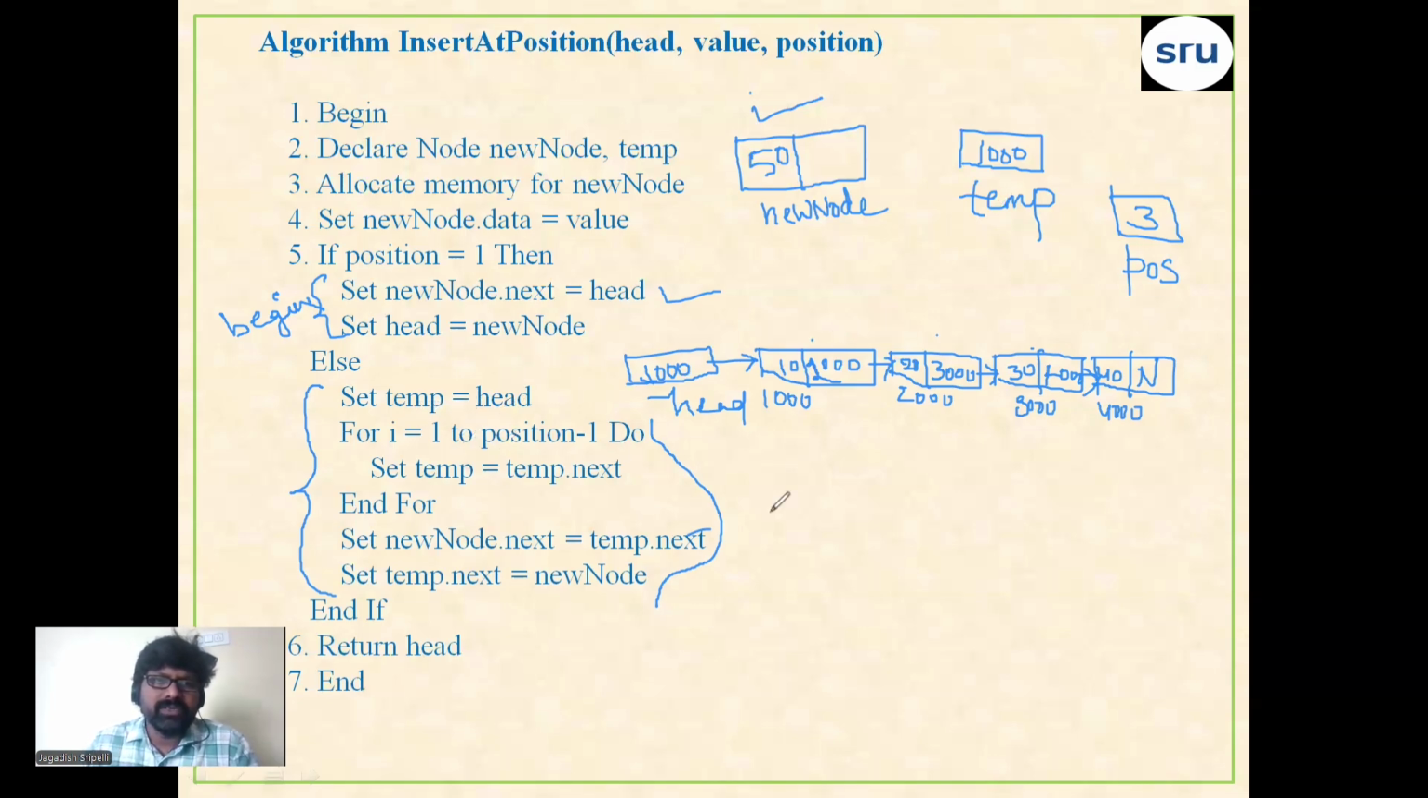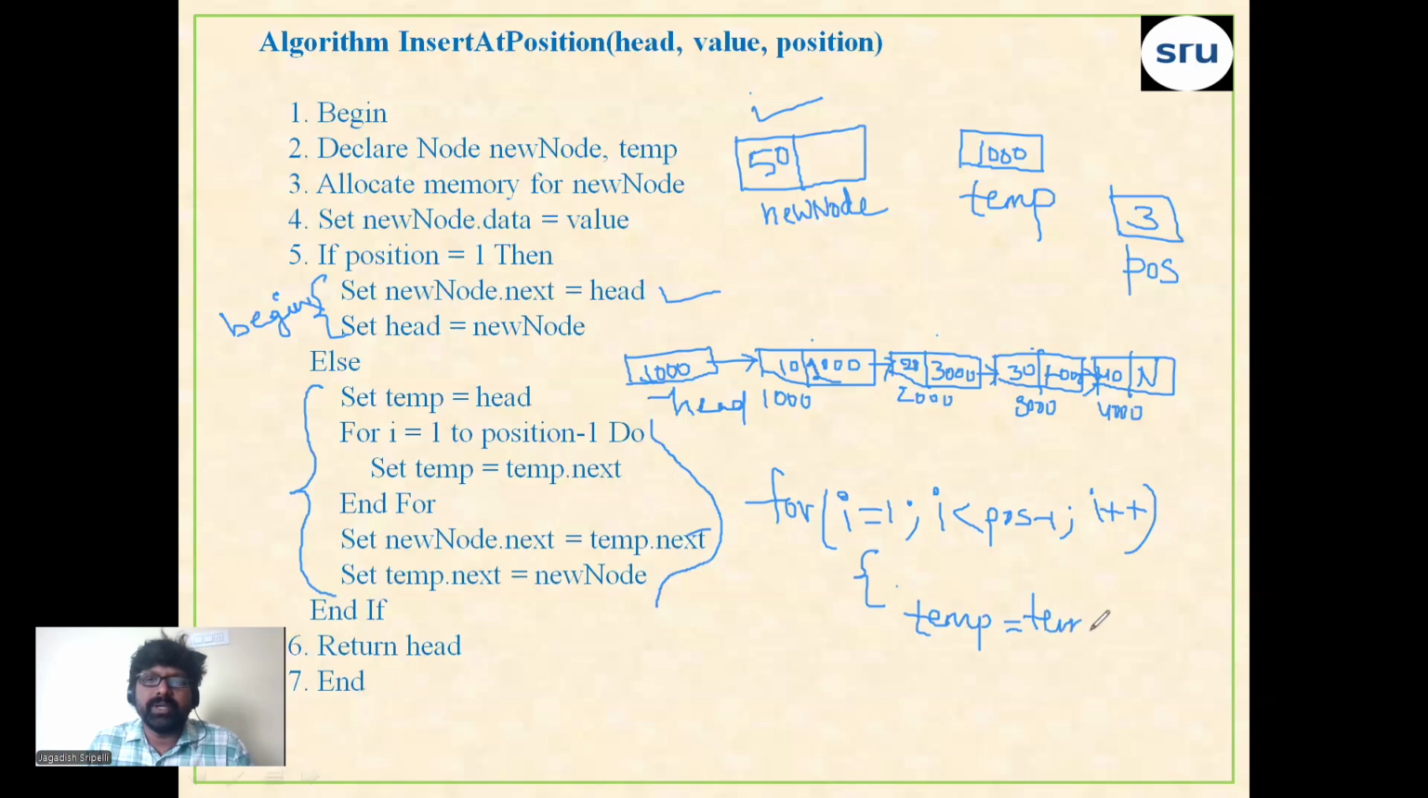For i equals 1, it is important logic here. For i equals 1, i less than position minus 1. Sorry, i less than position minus 1 and i plus plus. This is the logic. This is the loop we need to take. So by applying this logic, temp equals temp data.